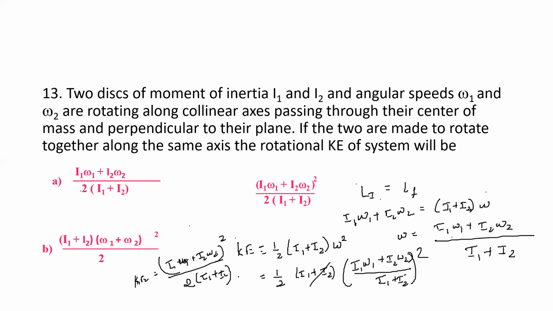Option D is given as none of these, but here we are getting option B. So these are the multiple choice questions based on system of particles and rotational motion. In the next class, let us continue with a few more questions. Thank you.